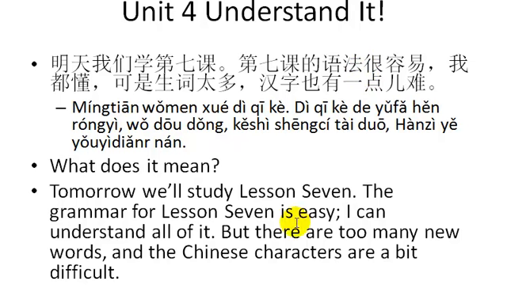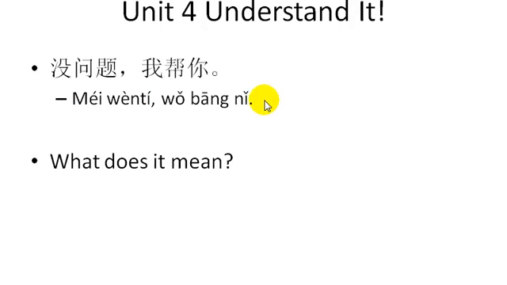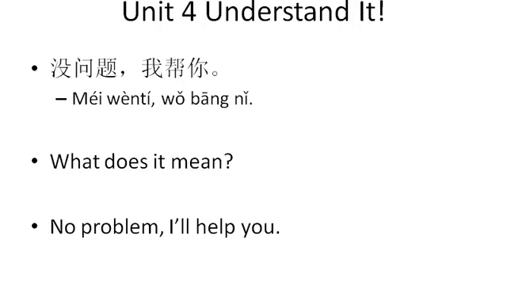I can understand all of it. 我都懂, all of it. 都 means all. 我都懂. I understand everything. I understand all of it. But there are too many new words. 生词太多. And the Chinese characters are a bit difficult. 汉字也有点难. Finally, we have 没问题,我帮你. This you should all know. Write down a meaning for this. Pause and write down the meaning for this. 没问题,我帮你. No problem, I'll help you. And that concludes this lesson.